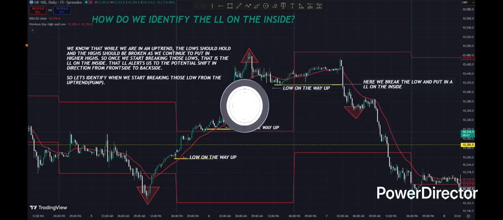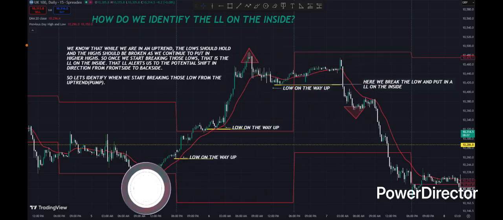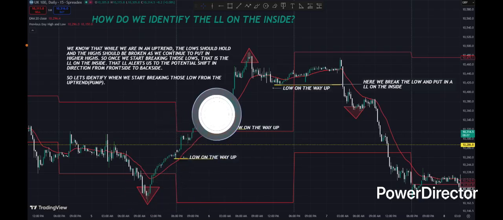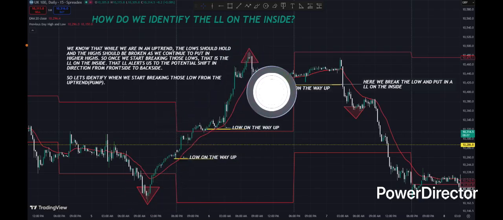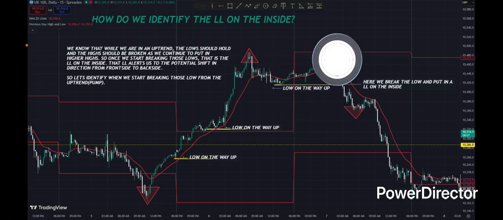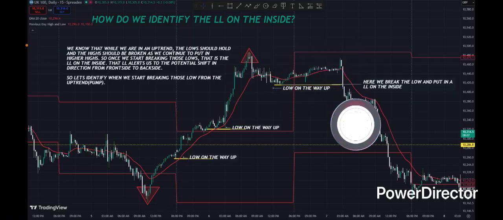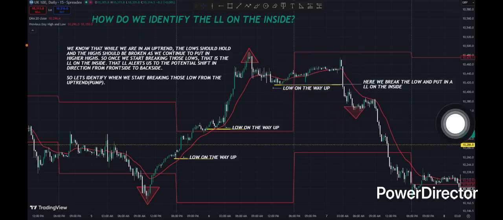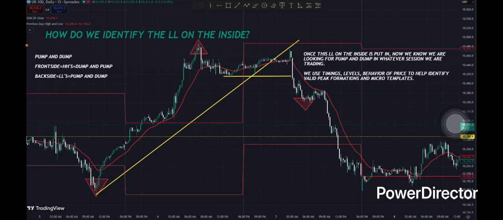All it is is that simple break in structure. The main structure that we've been seeing is higher high, higher low, higher high, higher low, higher high, higher low, and then all of a sudden, a lower high, a lower low. And that is your first alert that we are now on the back side of this template, perhaps.